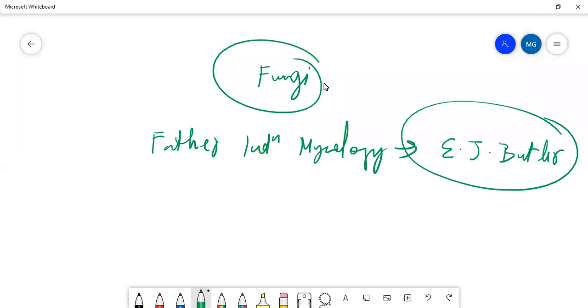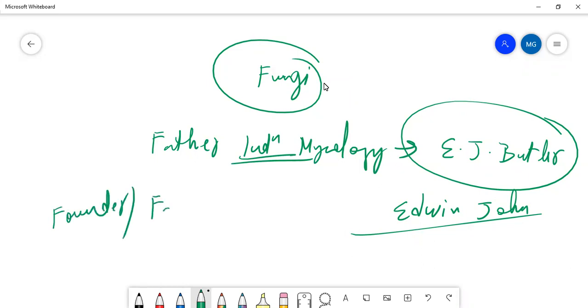अगर full form याद नहीं रखनी है आपको, E मतलब Edwin. This is Edwin John Butler. ठीक है, so he is the father of Indian mycology. And now, who's the founder of mycology? Or sometimes we say, who's the father of mycology? ये तो Indian है ना, but actually who's the father or who's the founder of mycology?